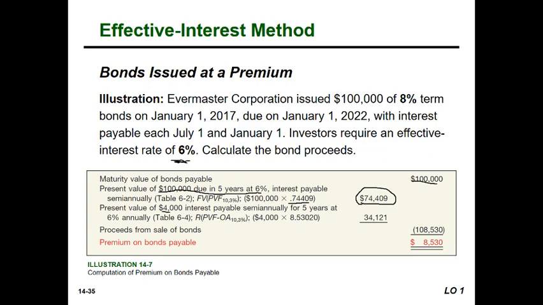They're still going to be 4,000 because the terms of this bond didn't change. It's 8% of 100,000 semi-annually. And when we use that effective interest rate, so this is what the investors require, that gives us 34,121. This means that we will collect in proceeds from the sale of the bonds $108,000. Therefore, we have collected $8,530 more than our obligation will be of $100,000.